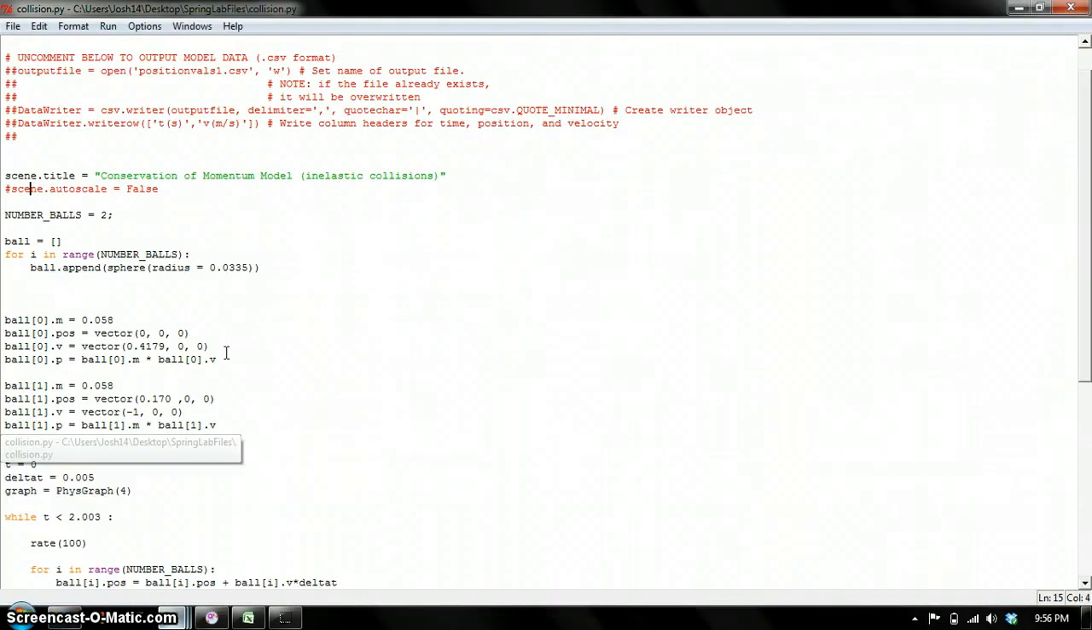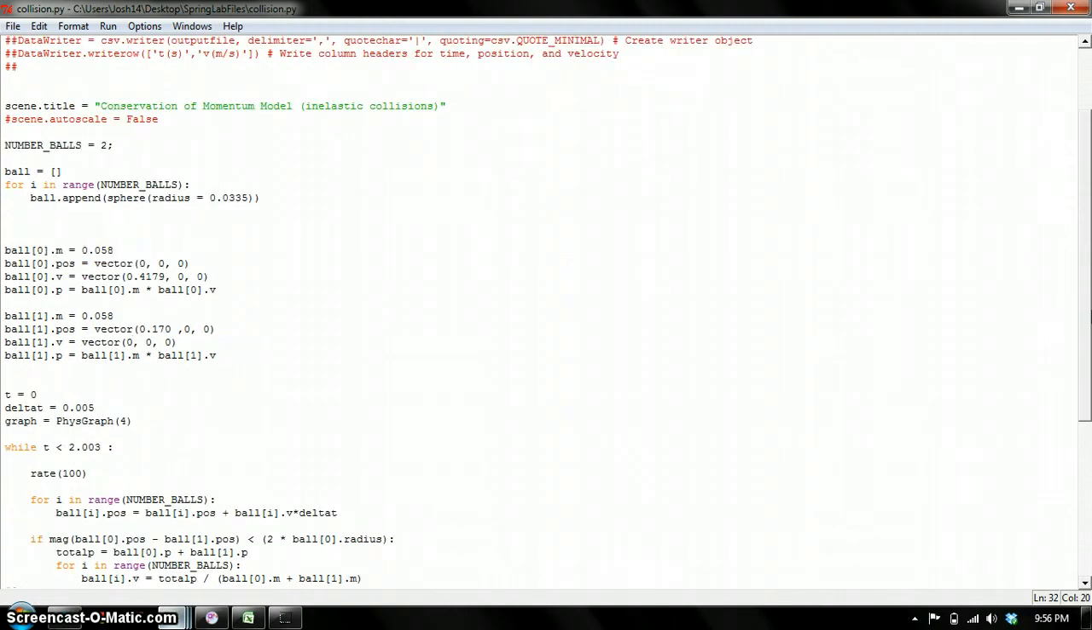So for my model, I had two balls, two spheres, and I set the mass to be the same for each, so 0.058. And for one, I set the velocity 0.4179, which I determined from the video by taking the change in position over change in time, and since there was no change in force, that's the initial velocity. And for the second one, velocity is 0. And the position was 0.170, determined from the video.